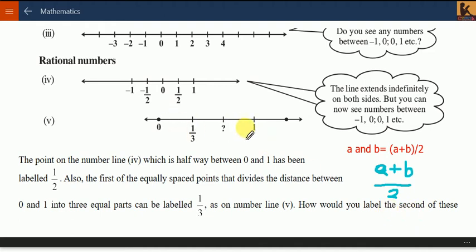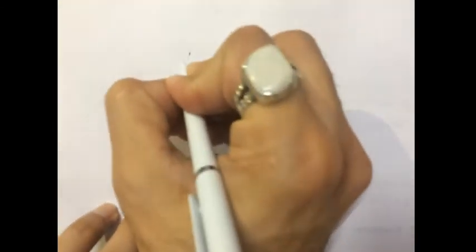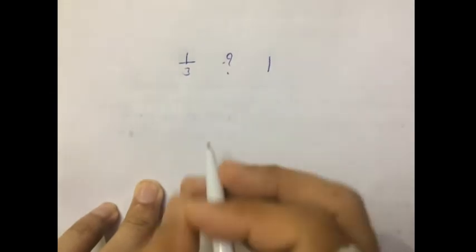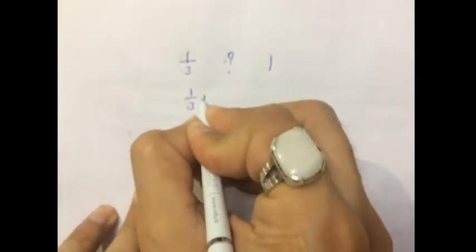So let's say these are the two numbers. You can easily find the midpoint now. 1 by 3 plus 1 by 2. Let's see the answer also. To find a number between 1 by 3 and 1, you have to find one number. So it will be 1 by 3 plus 1, upon 2.